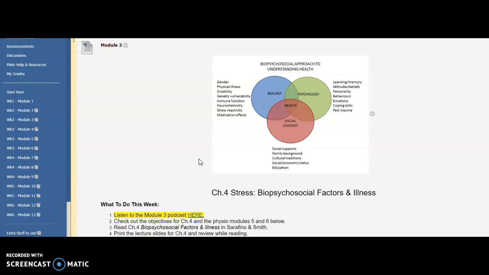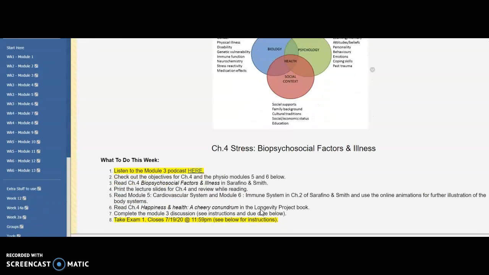So this is the second module that you'll be doing in Week 2. And this one will be covering Chapter 4. It's about stress also, but it's looking at the biopsychosocial factors of stress as well as the resulting illness from stress. So let's take a look.